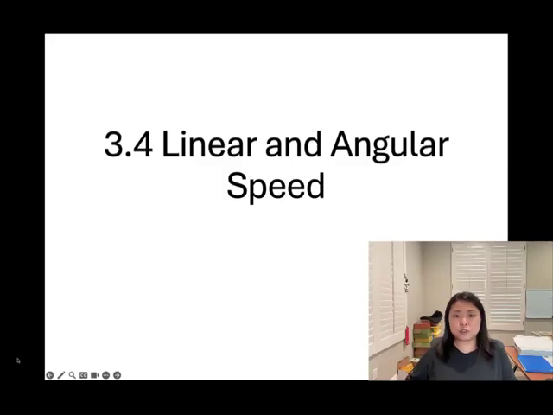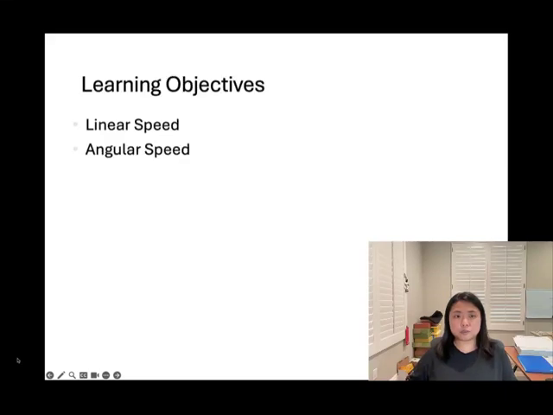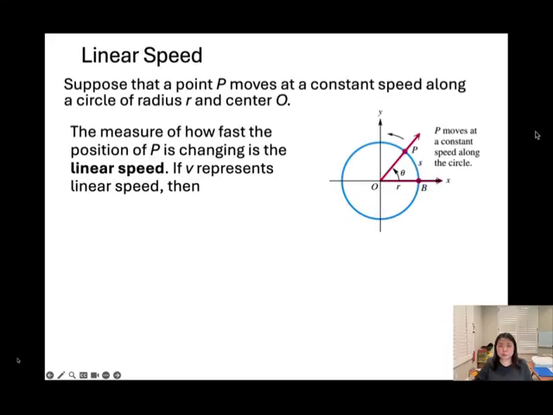Section 3.4 Linear and Angular Speed. Suppose that a point P moves at a constant speed along a circle of radius r and center O. So we do have the radius r and the angle theta, and then the point P will be here. P moves at a constant speed along the circle, and then we do have the arc length S in here.